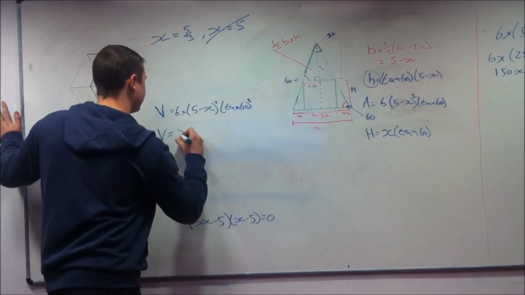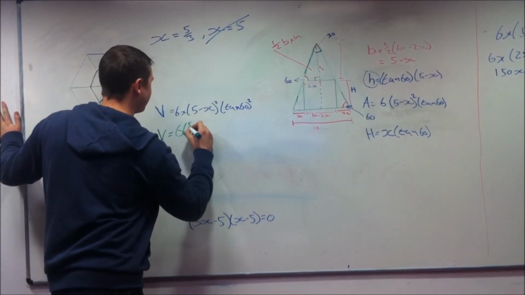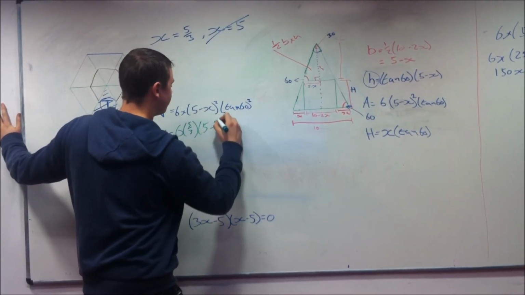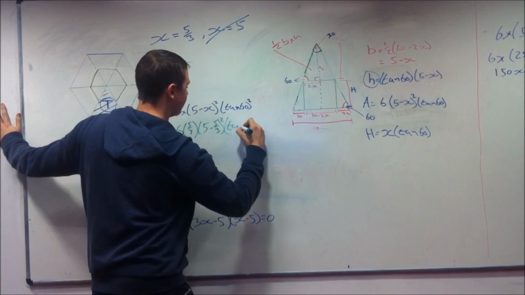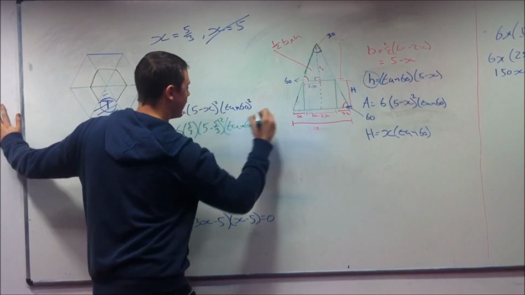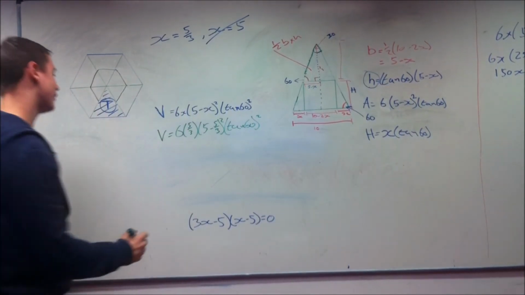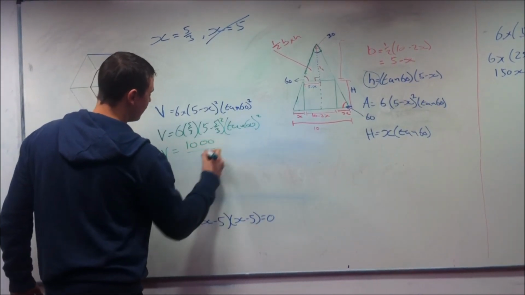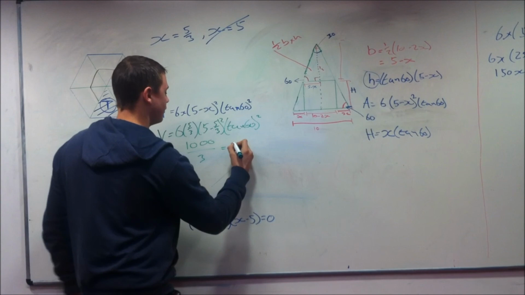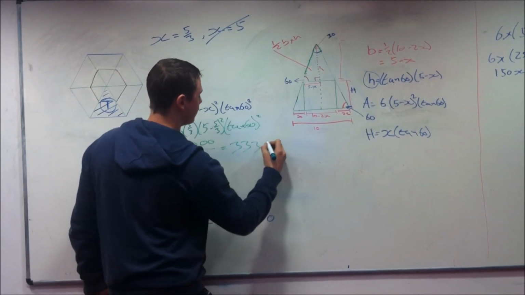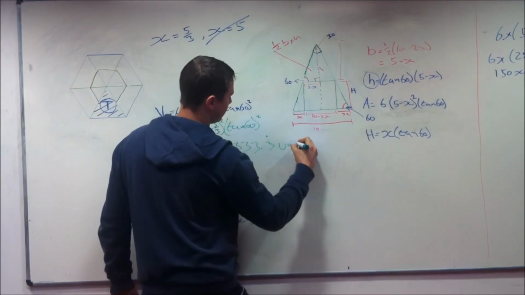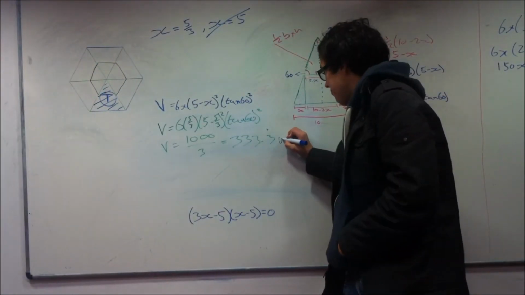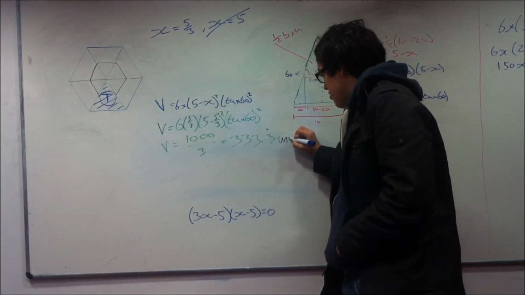We get that V equals 6 times 5 over 3 times 5 minus 5 over 3 squared times tan 60 squared. And because I'm a genius, I can do that in my head, and I know that V is equal to 1000 over 3, which equals 333.3 recurring units squared. Actually, it's units cubed.